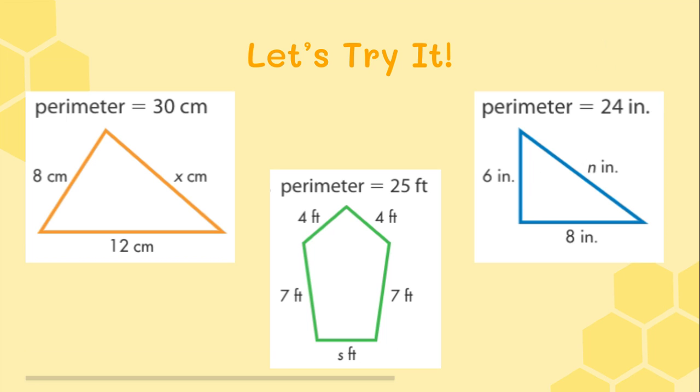Just to double check, I'm going to add up all 3 of the sides to make sure they equal 24. I'm going to start with 10 plus 8 is 18, plus 6, which equals 24. So I did it right. The unknown side is 10 inches.